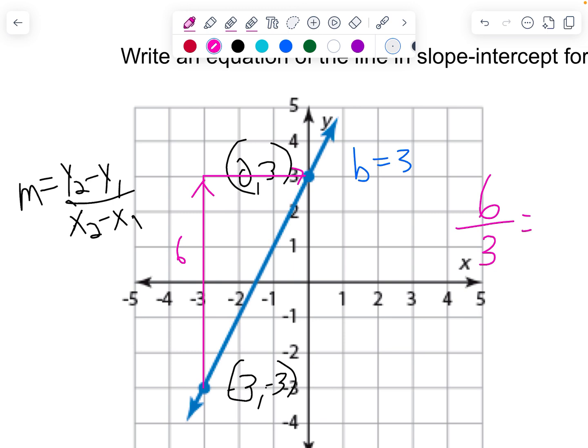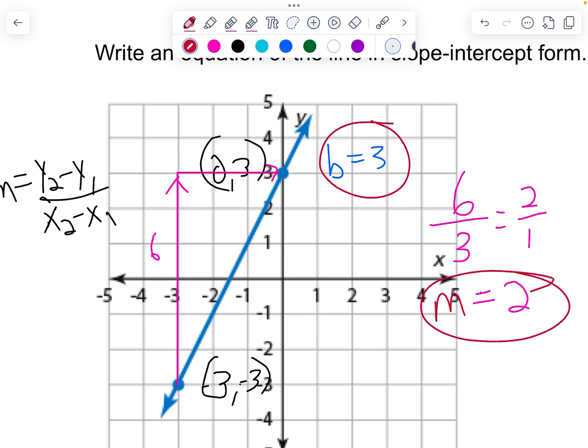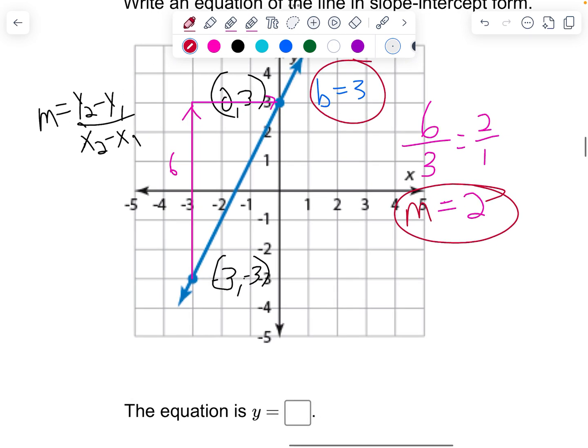Well, what is 6 over 3 reduced down? That is 2 over 1, which is the same as 2. So your slope is 2. So that's your m right there. M equals 2. Your y-intercept is 3. And you can write that in the equation right here. Y equals 2x plus 3.